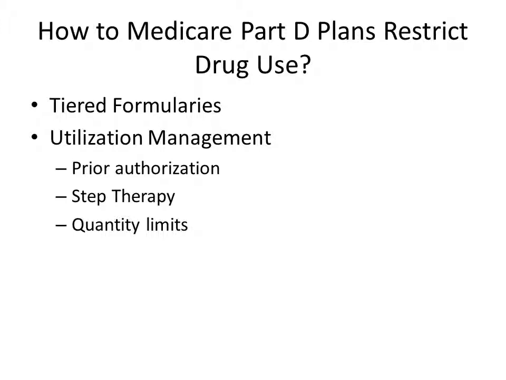So that's really important that they don't start with that really expensive one. They want to try to keep the cost down early on. And then also quantity limits, so limiting the amount of drug people can have.